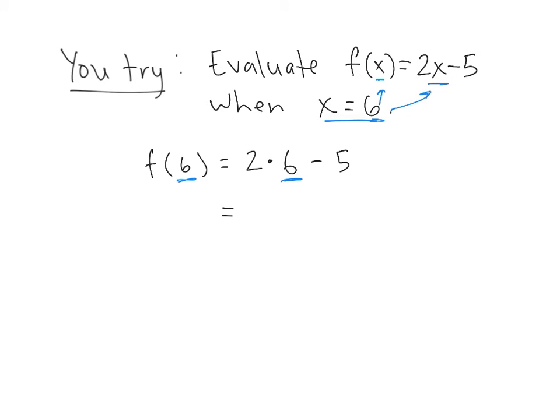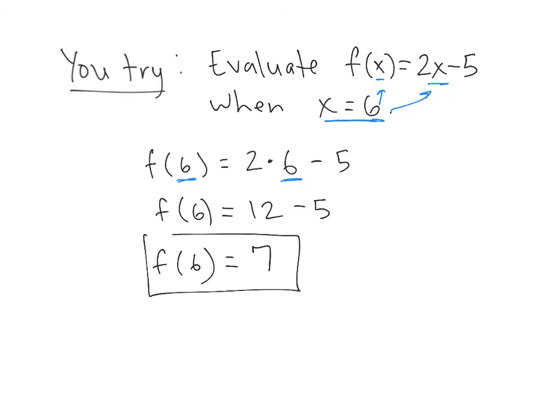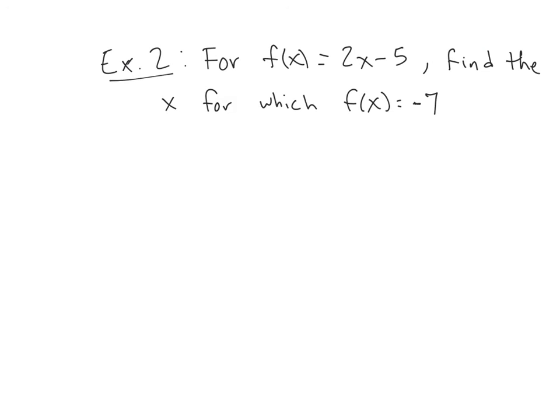2 multiplies 6 makes 12. Remember, I'm going to multiply before I subtract, so I'd have f of 6 equals 12 minus 5, and 12 minus 5 makes 7. So my output value for an input of 6 would be 7. Again, that's not f times 6, it's f of 6 is equal to 7 on this one. Alright, let's take a look at our second example now.